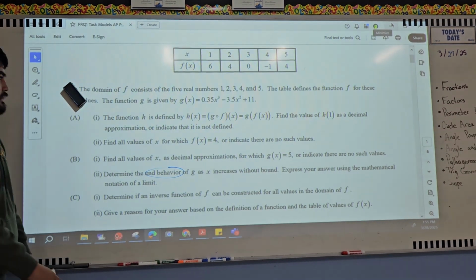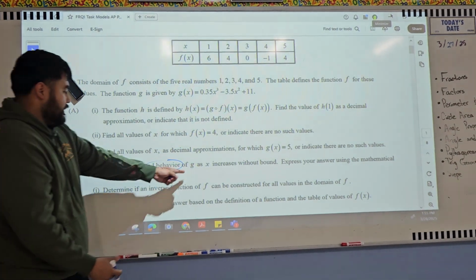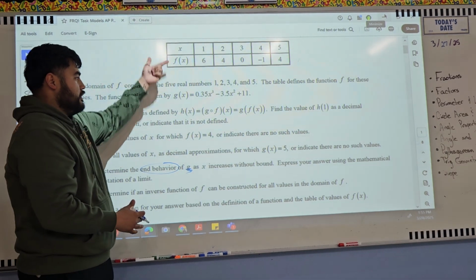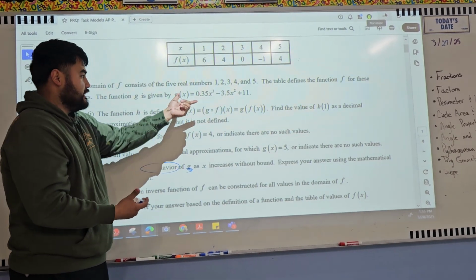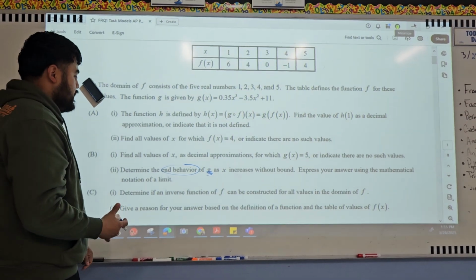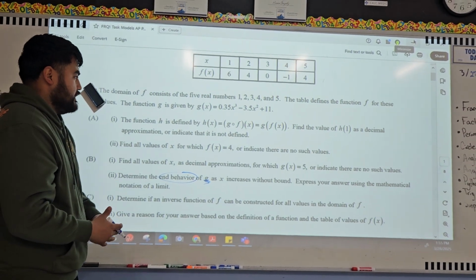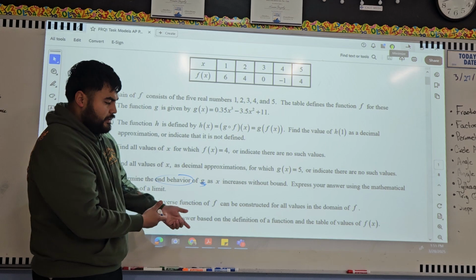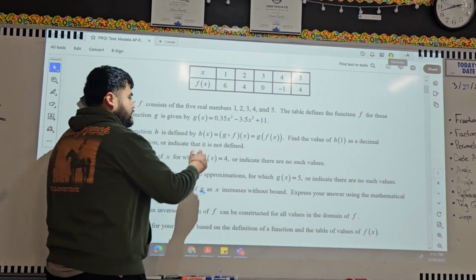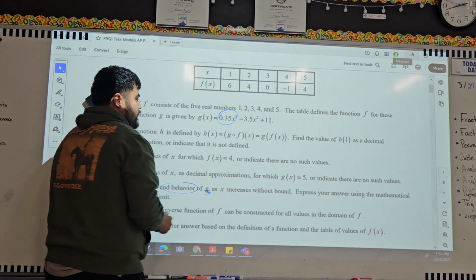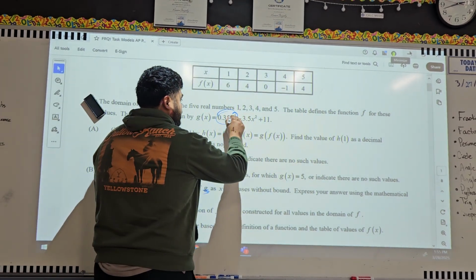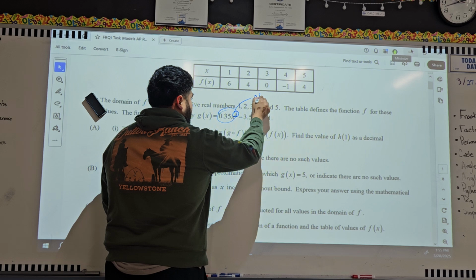End behavior. Here, end behavior is focused on g of x. So my focus here is not the table, but the function. In this case, it's a polynomial. In this part, I always told you guys you don't have to graph this, although we already did. All you have to do is look at your leading term. The leading term has a degree of, well, green, that means it's odd.